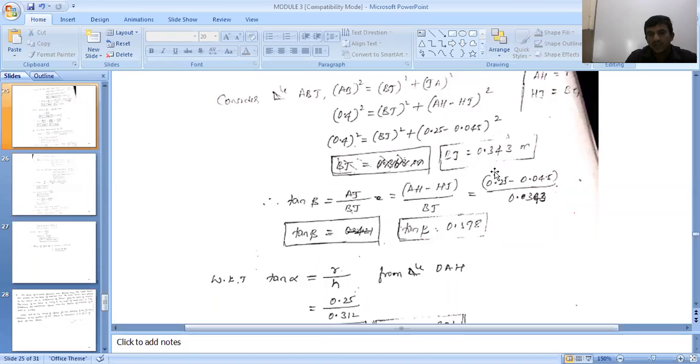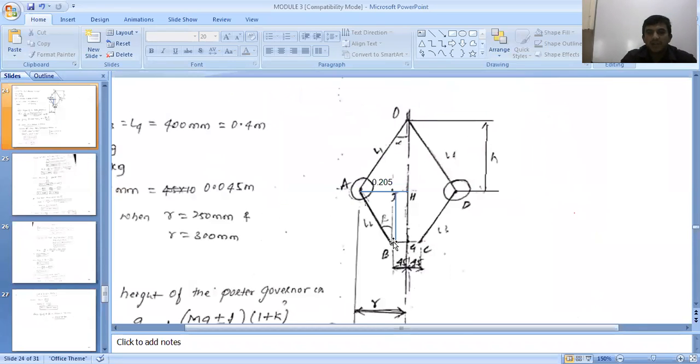0.34, sir. 0.343 meter, right? Then you go for calculate tan beta. Tan beta is equal to opposite side by adjacent side. Opposite side is nothing but Aj, adjacent side is nothing but Bj. Then substitute, and you'll get the tan beta value. You'll get it in terms of what? In terms of degree, right? Am I right? Yes, sir.